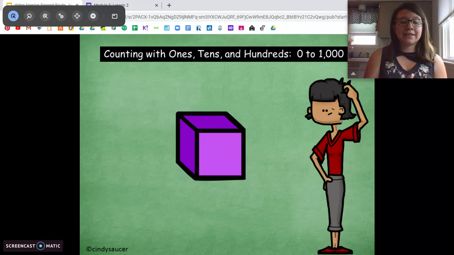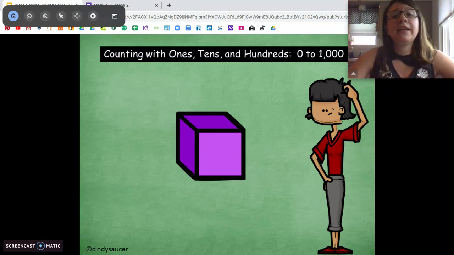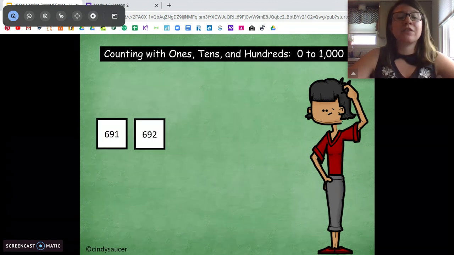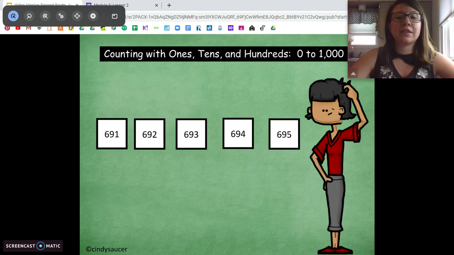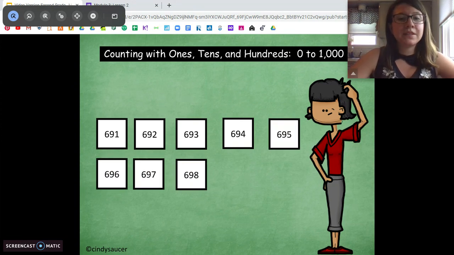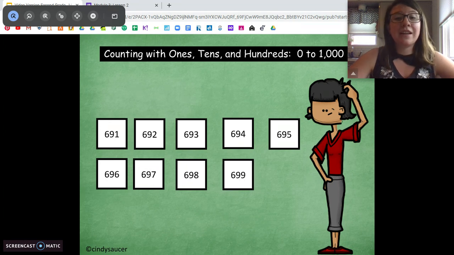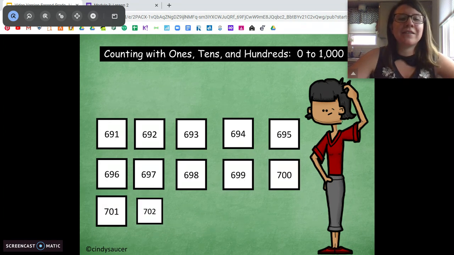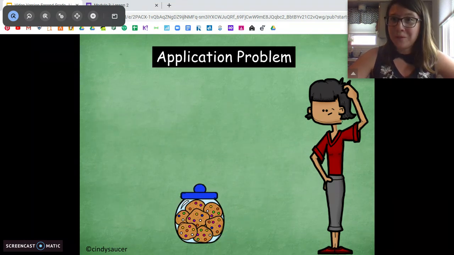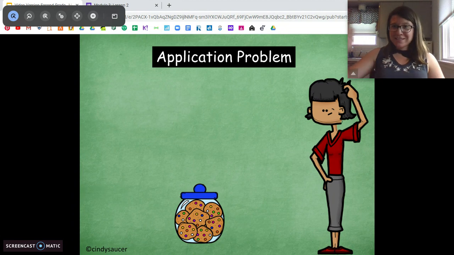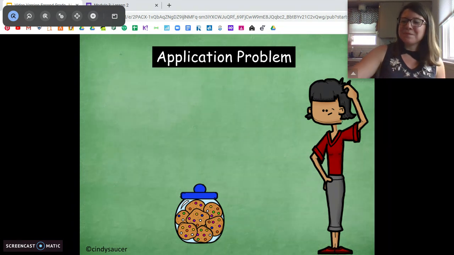Very good. So we're going to take 690 now. We're going to count by ones. So 690, 691, 692, 693, 694, 695, 696, 697, 698, 699, 700. 701, 702, 703. That was pretty cool. We went from 10 to 703. Good job, guys.